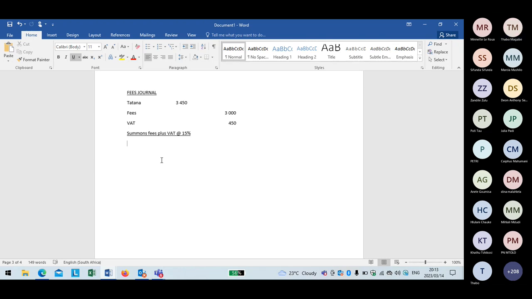Sorry, Prof, can you please repeat your question? The question is, you agreed with your client that you will give him 5% discount on the fees you write. And we ask how you will go about recording this discount. I say that you will go to the fees journal and record this discount. How will you record it on the fees journal?